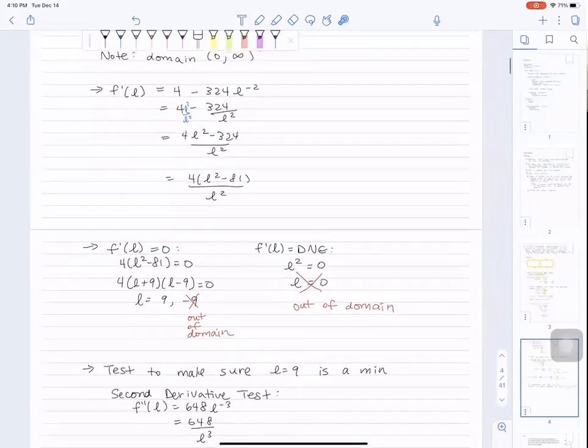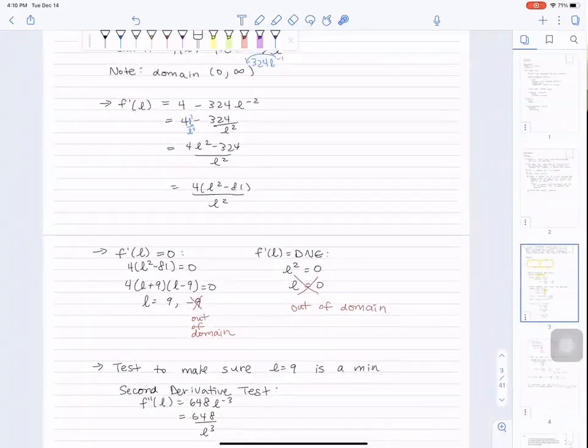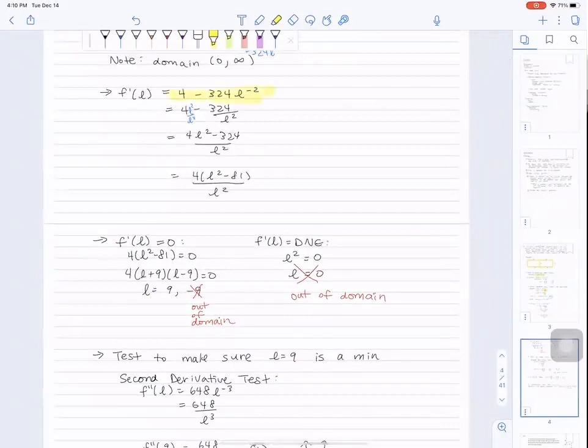So what was our first derivative? Our first derivative was this thing in highlighted yellow. When you take the derivative, you bring the exponent down. The derivative of 4 is 0, so we can ignore that. What is the derivative of this part? We bring the exponent down. That gives 2 times 324, which is 648. And then your new exponent is negative 2 minus 1. That gives you negative 3 as your exponent. And so we write our second derivative as this.